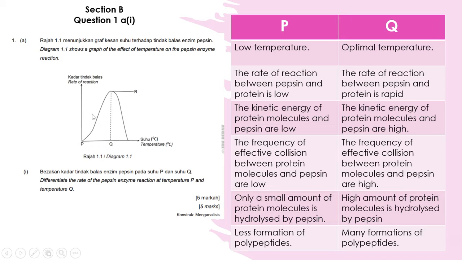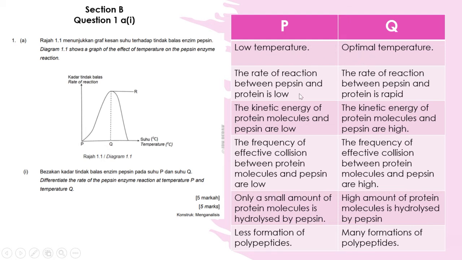Okay, now let's take a look at the suggested answer here. You have to draw a table with 2 columns, temperature P and temperature Q. This is the first mark, first point here. The first difference: temperature P refers to the low temperature, while temperature Q refers to the optimal temperature. When both are correct, you will get 1 mark.